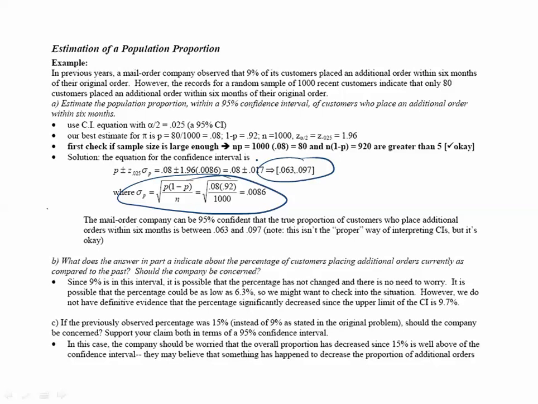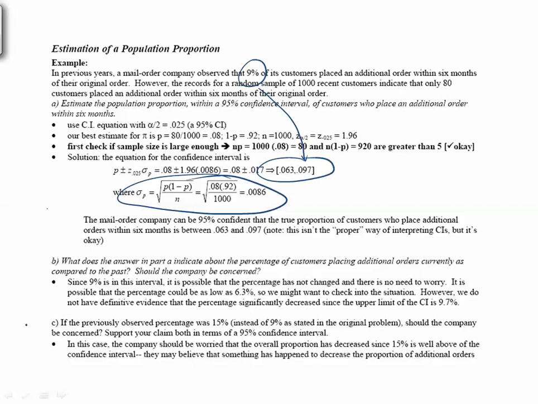So the fact that we only had 8% in this particular sample doesn't necessarily concern us, because that 9% that we've had in previous years falls within the interval, and so we can say that the difference is really just due to sampling error, not due to something other than sampling error, like poor customer service or something like that.